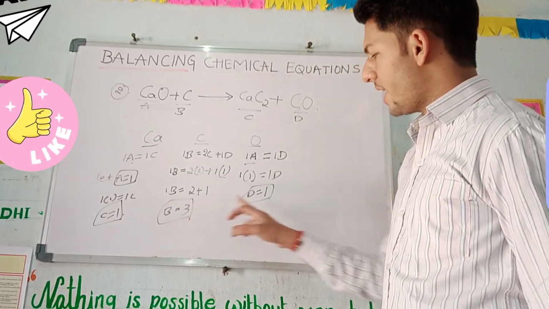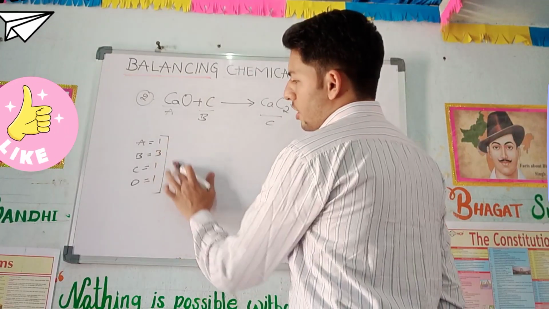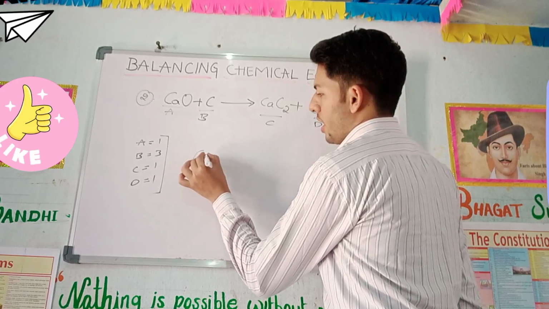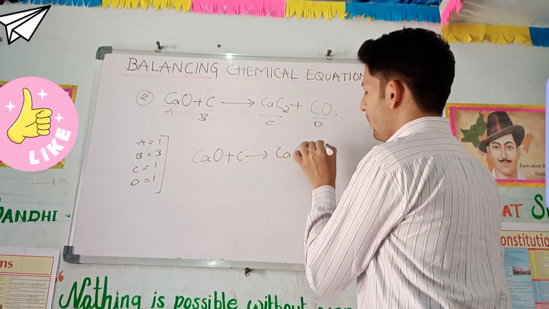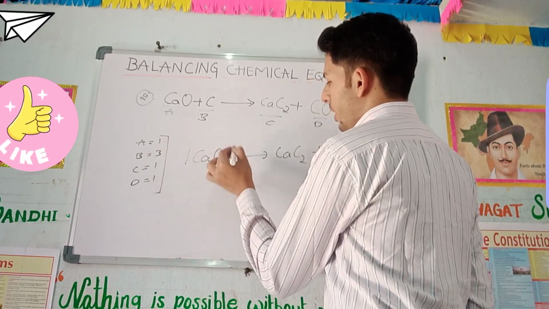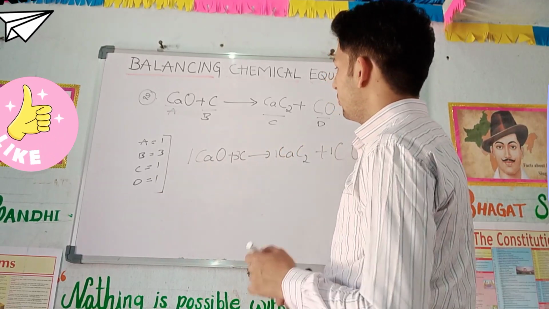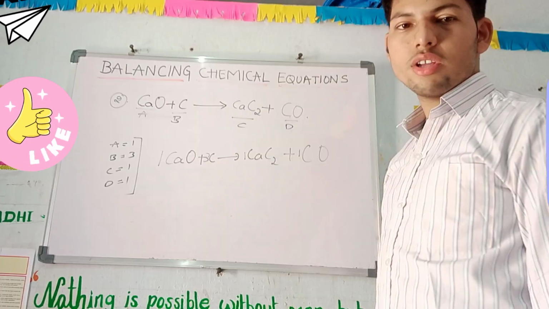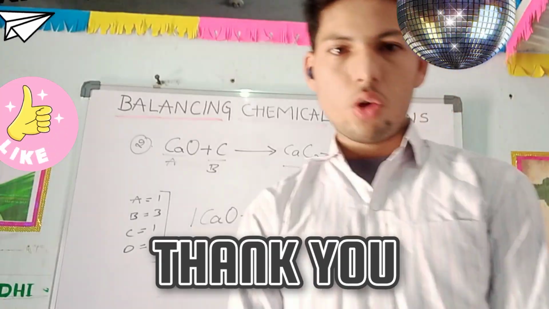We got the A, B, C and D values. Now let's substitute them in the equation: CaO plus C gives CaC2 plus CO, with A 1, B 3, C 1 and D 1. That's it, our equation is solved. You can solve any unbalanced equation by this method. That's it for now. Thank you.